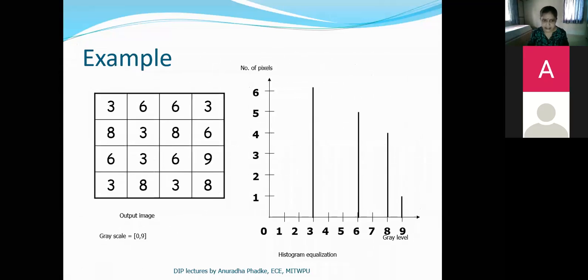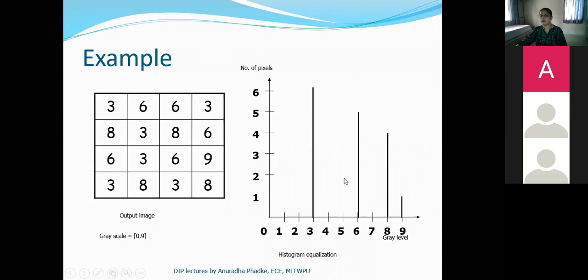Why do we call it a histogram equalized image? Because if you look at the new histogram, it is approximately equal over the entire available range. And as compared to the original histogram, it is spread over a greater range. Are you getting these points? Now, this is your equalized histogram.